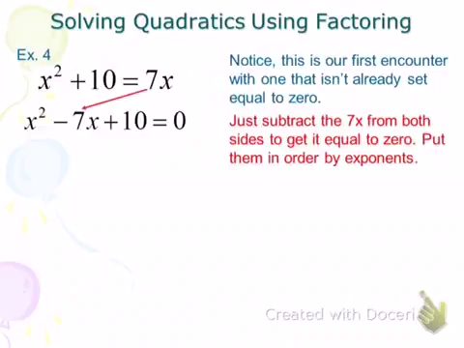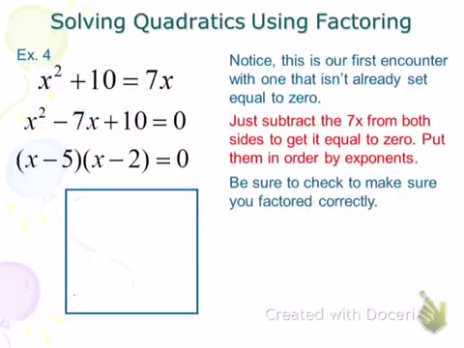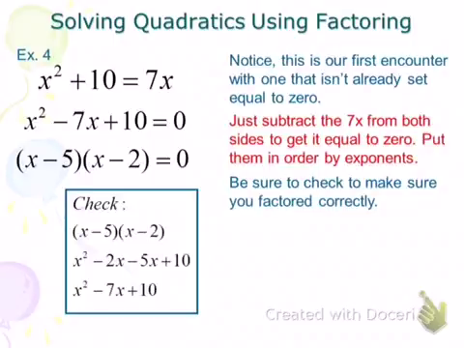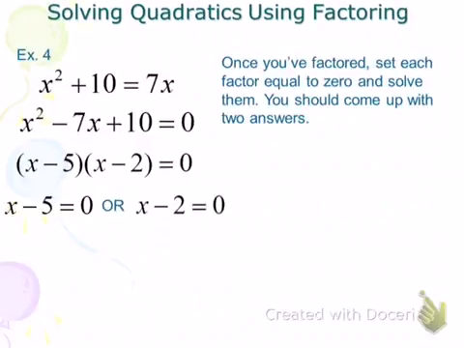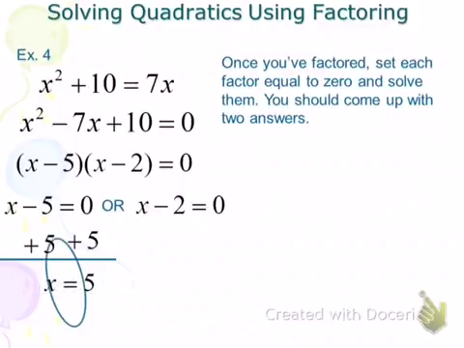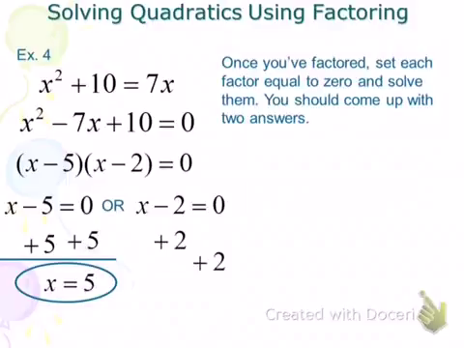Now, what is the factorization of x squared minus 7x plus 10? X minus 5 times x minus 2 is correct. You can check that just to make sure it works. x squared minus 2x minus 5x, the two middle terms there, and that gives you x squared minus 7x plus 10. So we can set each of these factors equal to 0. Add 5 to both sides, you get x equals 5. Add 2 to both sides, and you get x equals 2.